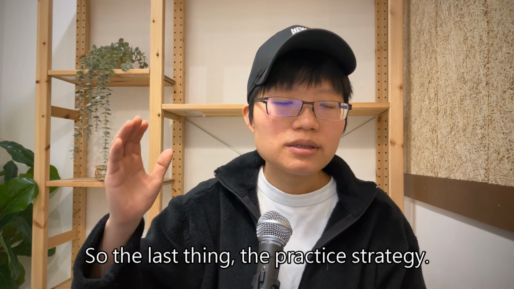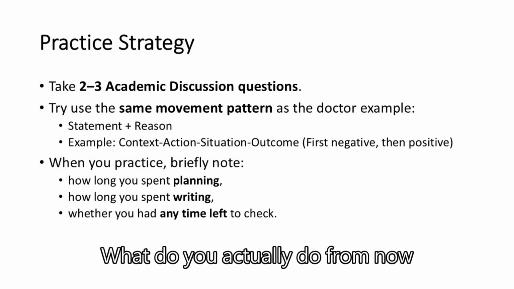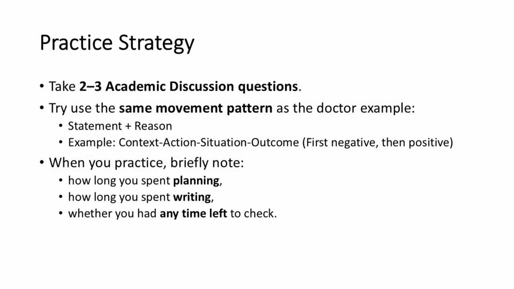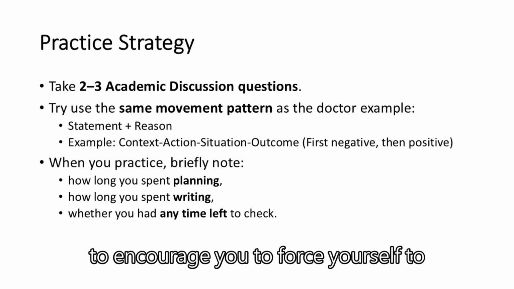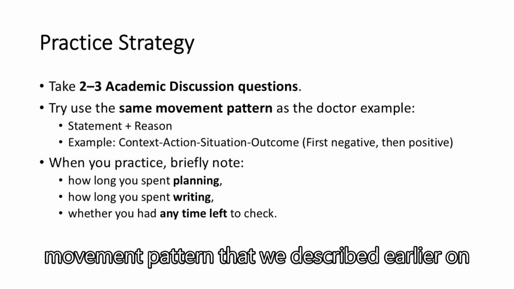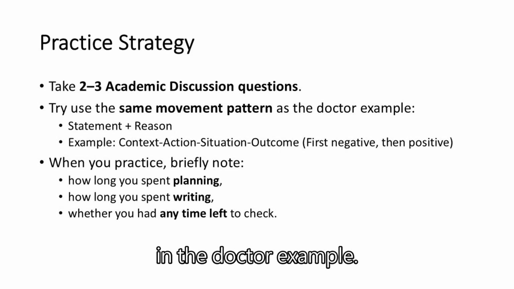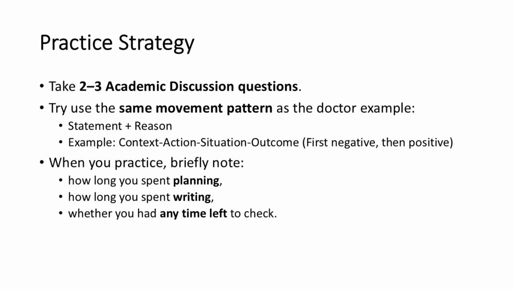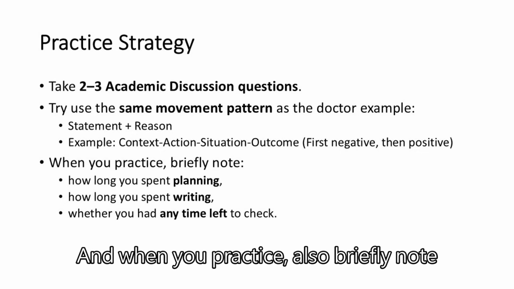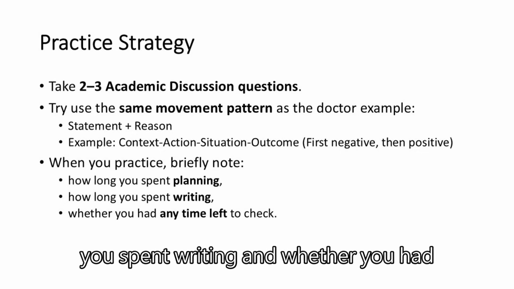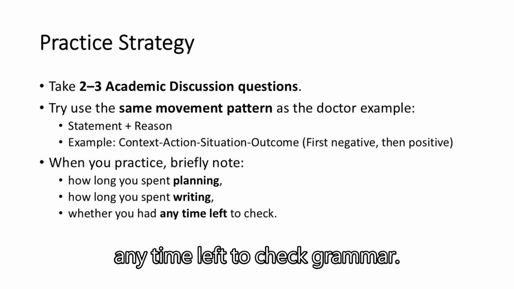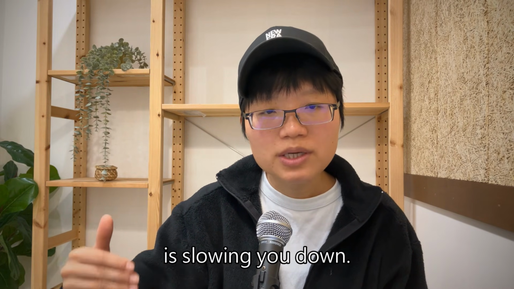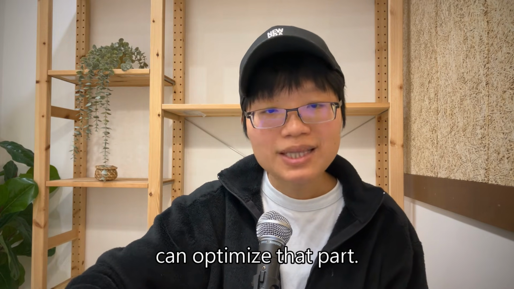All right, so the last thing, the practice strategy. What do you actually do from now on? Step number 1, you try 2 to 3 different academic discussion questions. For each one, I encourage you to force yourself to use the same answer structure, the same movement pattern that we described earlier in the doctor example. Then try to see which part is more difficult or which part is easier. When you practice, also briefly note how long you spent planning, how long you spent writing, and whether you had any time left to check grammar. Your goal at the beginning is not yet to write something perfect. Your goal is to see which part is slowing you down. Once you see the slow part, you can optimize that part.